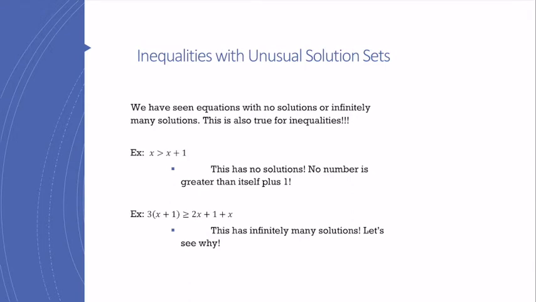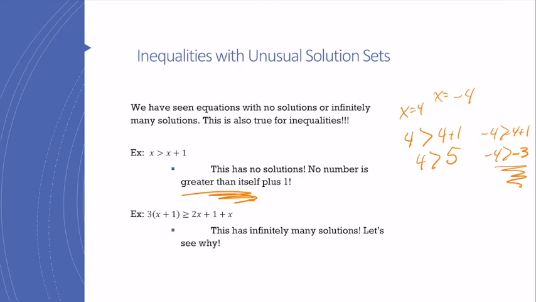So if I have x is greater than x plus 1, this has no solutions, right? Because no number is greater than itself plus 1. So for example, let's say x equals 4. 4 is greater than 4 plus 1. Well, I have 4 is greater than 5. If I let x be negative 4, negative 4 is greater than negative 4 plus 1, negative 4 is greater than negative 3, that's a lie, right? It's a false statement. So this has no solutions because it will never be true.